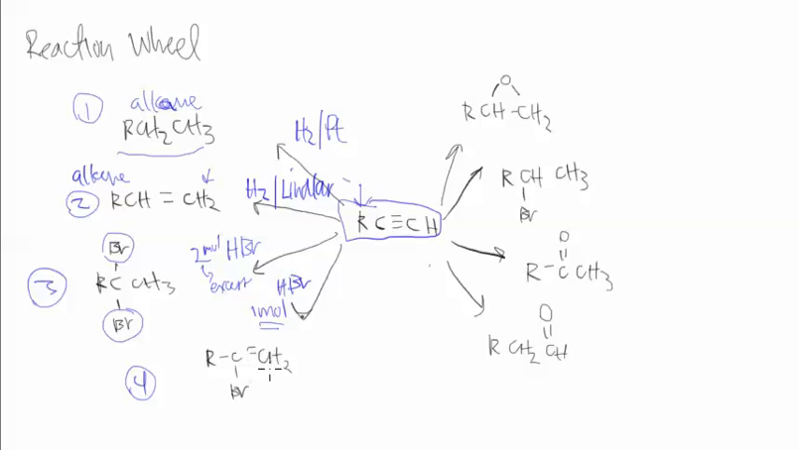So H comes to the right, Br goes to the left, and now we get this alkene with the bromo group hanging off. So that's the answer for number 4.